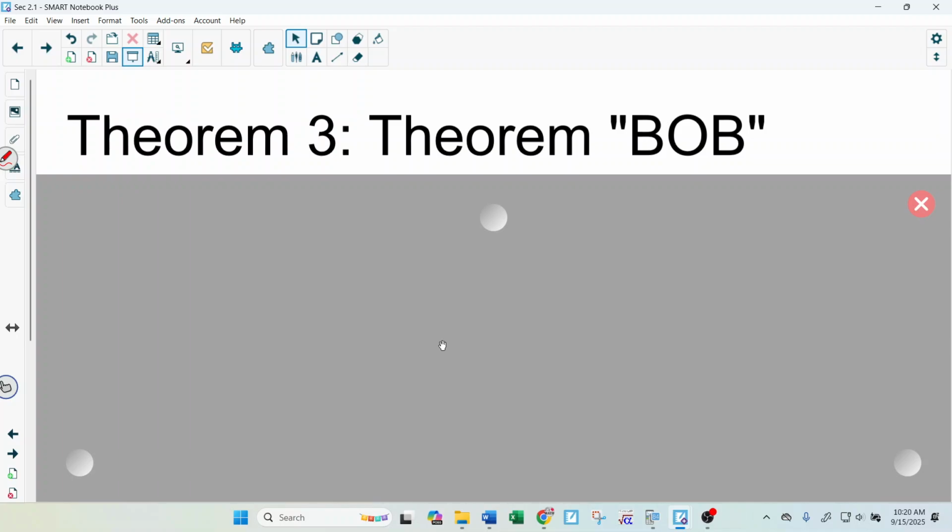This is theorem 3. Now, it's on your notes as theorem 3. That's what they call it in the book, theorem 3. We're never going to remember theorem 3. So I call this theorem Bob. We had to give it a name, so I gave it the name Bob.